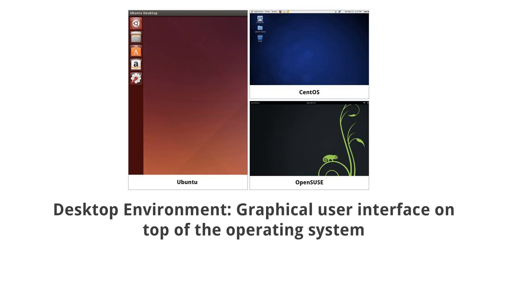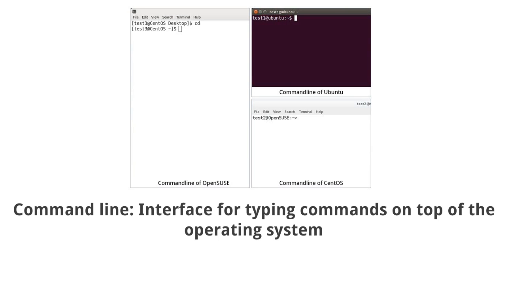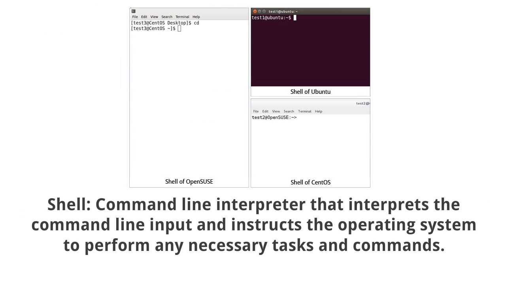The desktop environment is a graphical user interface on top of the operating system. GNOME, KDE, XFCE, and Fluxbox are some examples of desktop environments. The command line is an interface for typing commands on top of the operating system. The shell is the command line interpreter that interprets the command line input and instructs the operating system to perform any necessary tasks and commands, for example, bash, tcsh, and zsh.